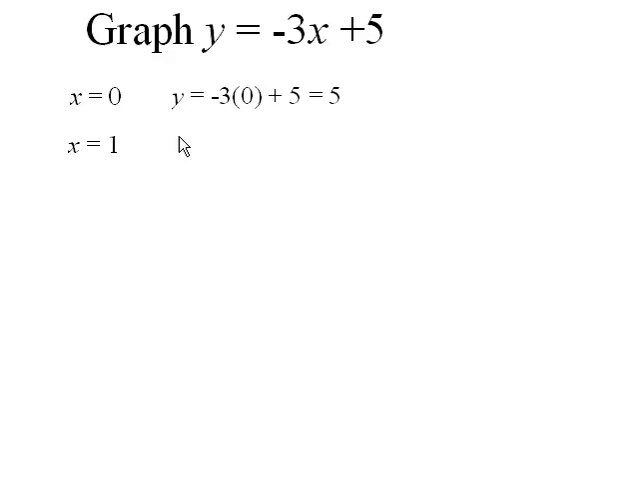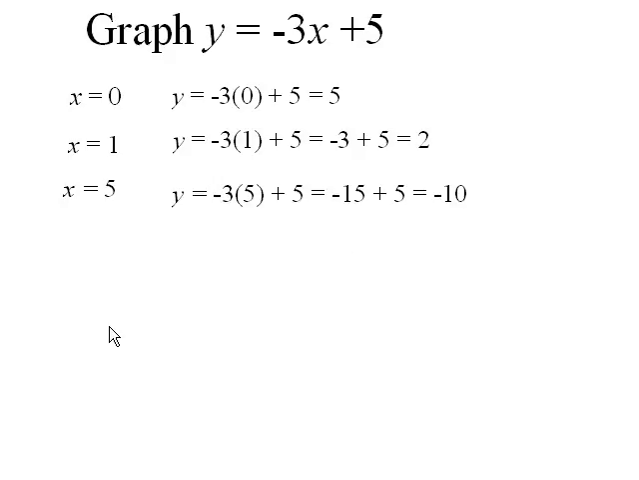Try x is 1. Minus 3 times 1 plus 5 is minus 3 plus 5. That's 2. So when x is 1, y is 2. Picking some other numbers out kind of at random. If x is 5, minus 3 times 5 is minus 15, plus 5 is minus 10.